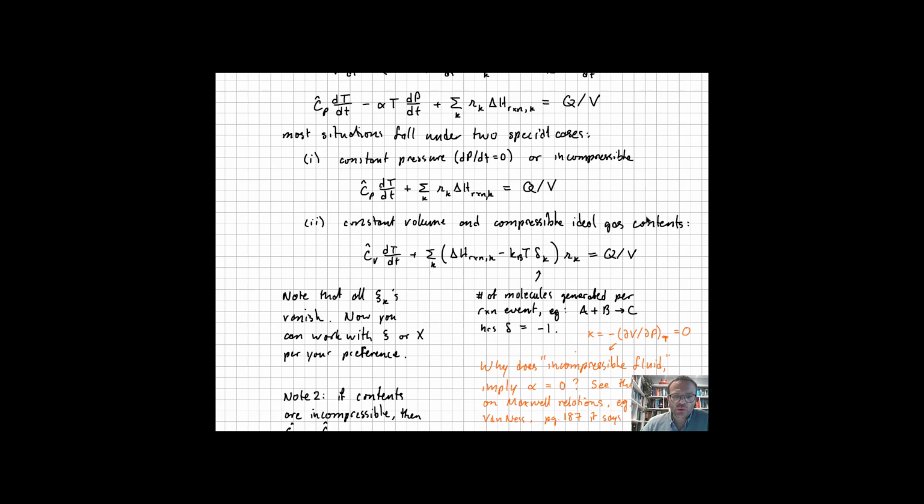Okay, so these are two very general equations. When you start one of these problems for a batch reactor, I really recommend you go back and see which one of these two cases you can use.